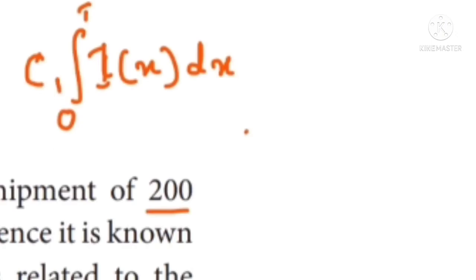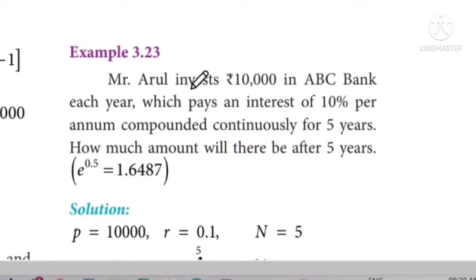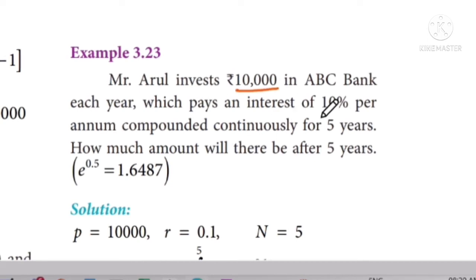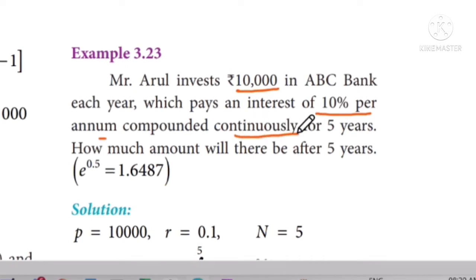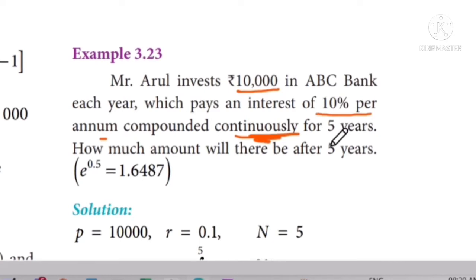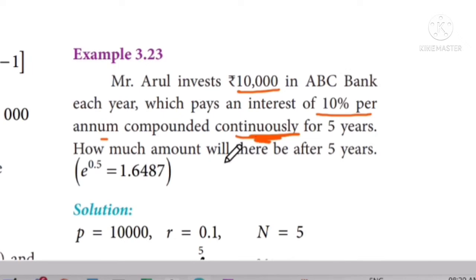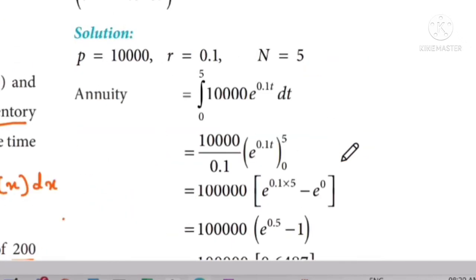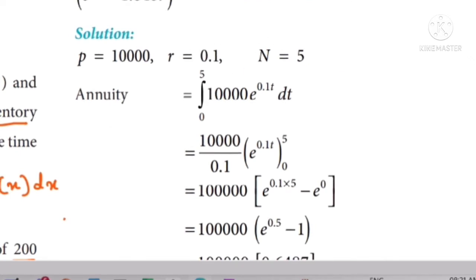In example 3, Mr. Arul invests 10,000 in a bank which pays an interest of 10% per annum, compounded continuously. So it is compounded continuously for 5 years. That is, the growth is exponential. There is an exponential growth for 5 years. How much amount will be there after 5 years? So the upper limit of time is 5. So 0 to 5, P is the amount you are depositing, 10,000.